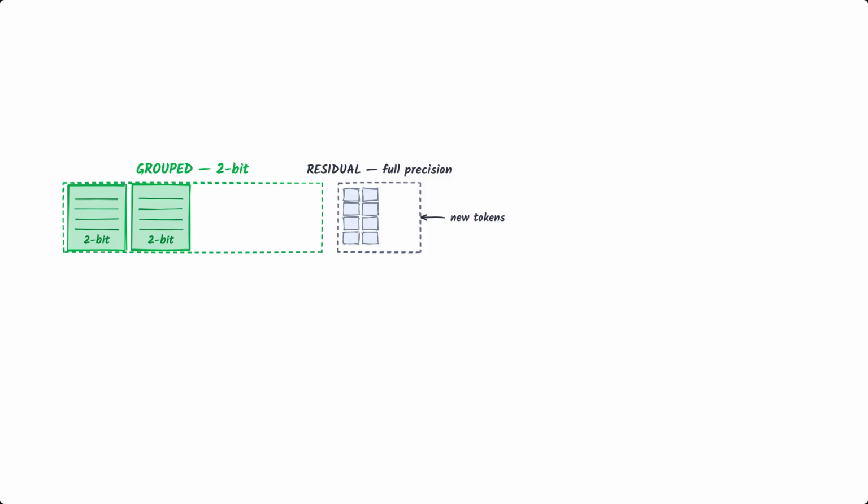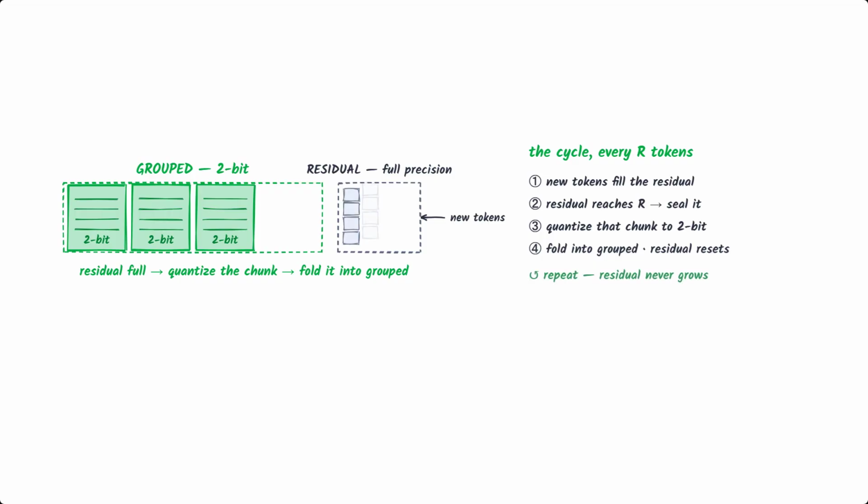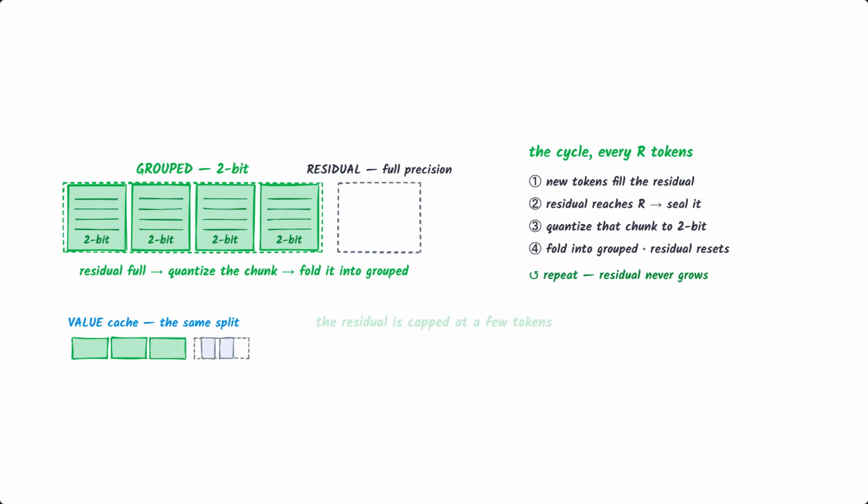As generation proceeds, new tokens land in the residual part. Once it fills up to a set size, that chunk gets quantized and folded into the grouped part, and the residual resets to empty. The value cache gets the same treatment. And because the residual is capped at a small number of tokens, its memory cost is negligible next to the huge savings from 2-bit compression.